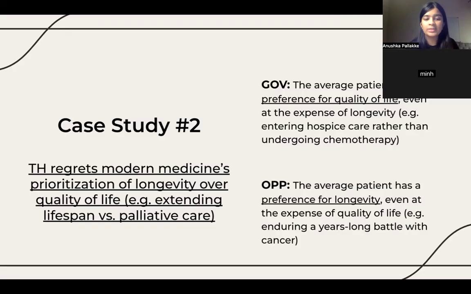What the gov case would do here, because the gov case would be talking about longevity, is talk about how the average patient has a preference for quality of life at the expense of longevity, right? So many people would rather enter hospice care than undergo chemotherapy. For the op case, let's say the average patient has a preference for longevity even at the expense of quality of life, aka you would endure a years-long battle with cancer.